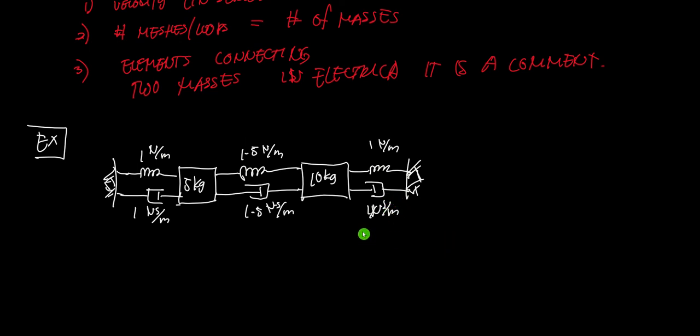Now, if we have an input f of t here at the 5 kilogram, call it f of t, and the result will be a displacement of this one. Just call it x1 because this is due to this 5 kilogram, and there is also a displacement here for the 10 kilogram. Let's call it x2. Now I want to determine the transfer function if my output is x2 and my input is f of t. What will be the transfer function of this system?